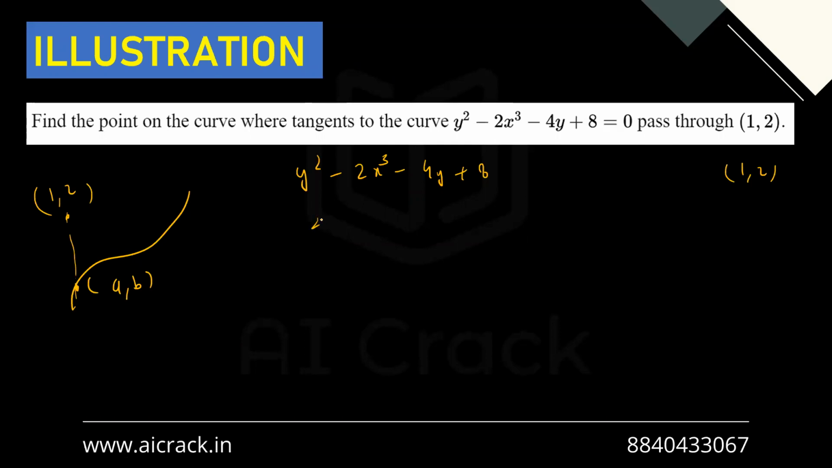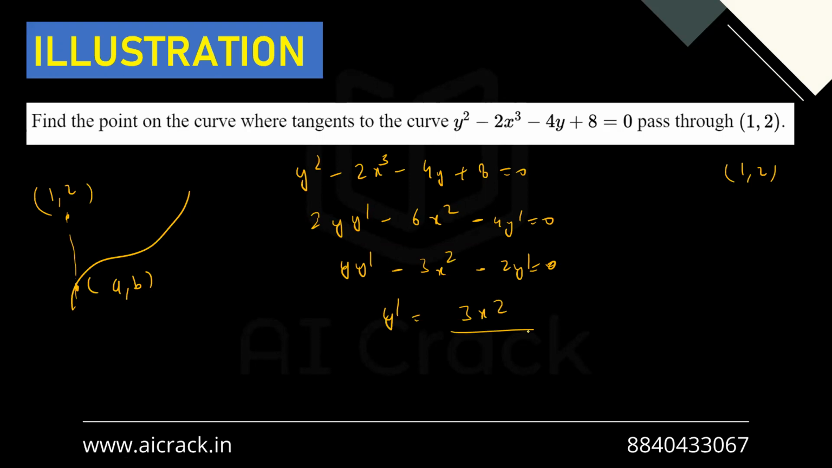So for that, what we'll do, 2y dash minus 6x square minus 4y dash equals 0. So we'll be getting y dash minus 3x square, sorry, minus 2y dash equals 0. So from this, we'll be getting y dash equals 3x square divided by y minus 2. So this is our slope for the tangent. So this is our mt in terms of variables.